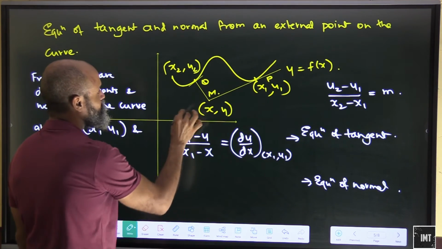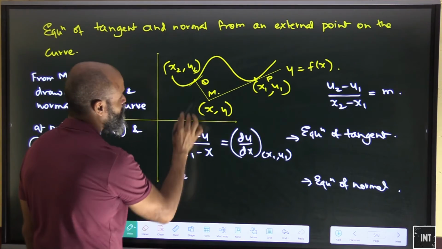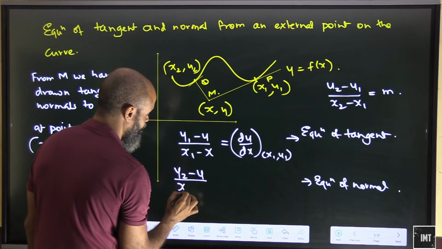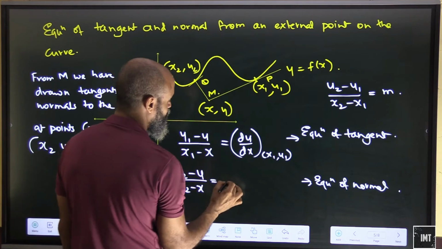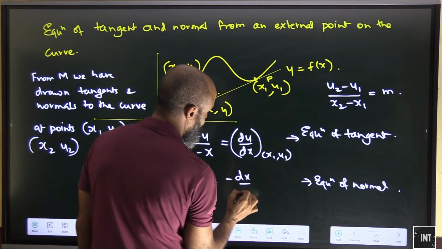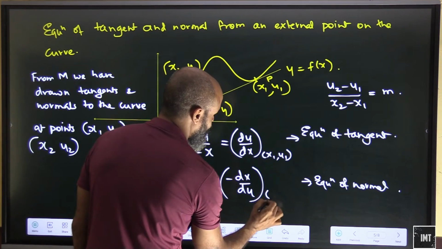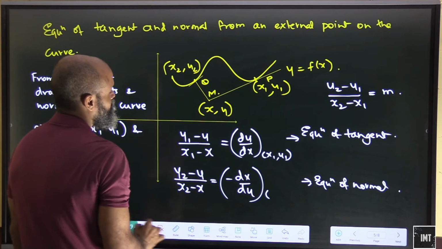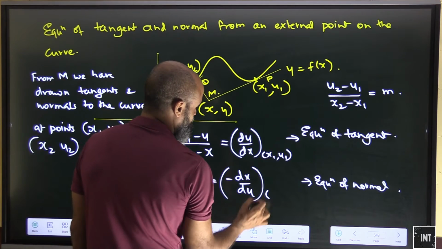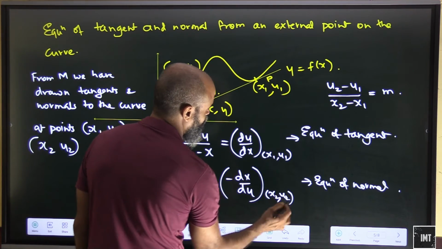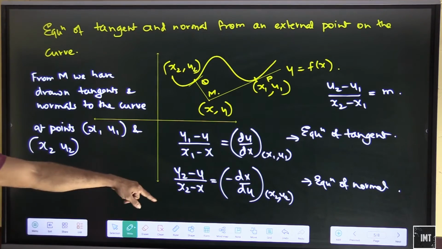So this will be (y2 minus y)/(x2 minus x) equal to minus dx by dy at (x2, y2). So this is how we will find out the normal, minus dx by dy.